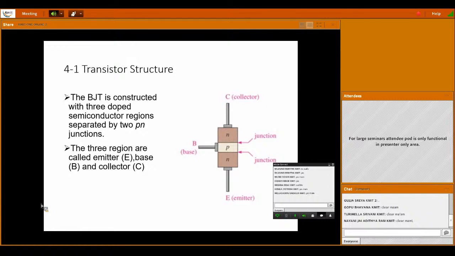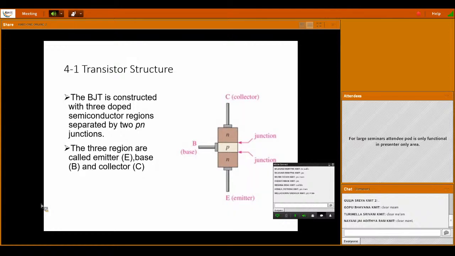So I said this is a 3-terminal bijunctional 3-region transistor. Why is it called a transistor? It will transfer the amount of current from low resistance to high resistance. Hence, it is named a transistor.